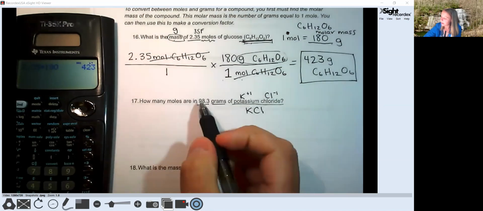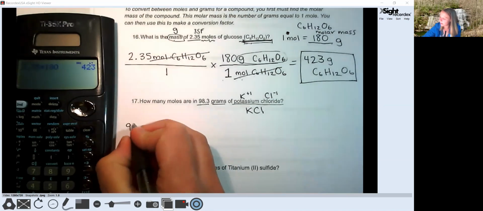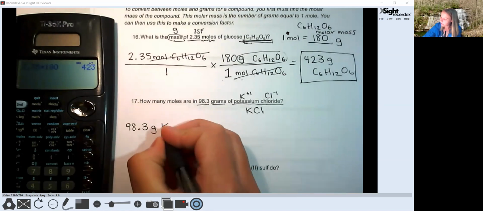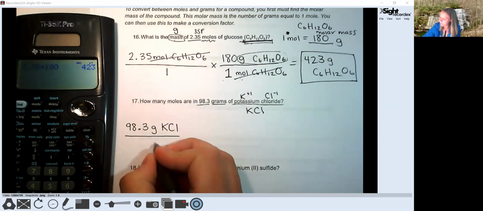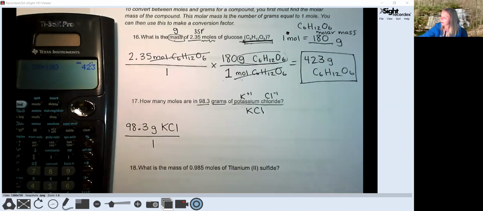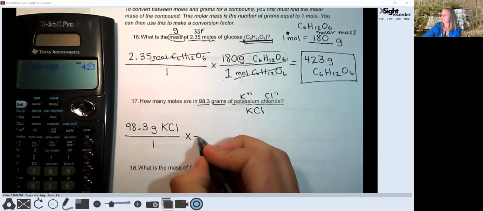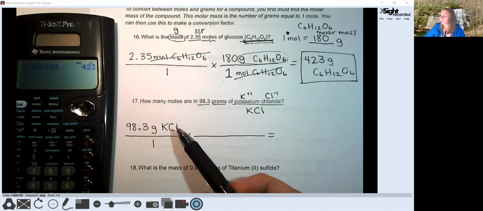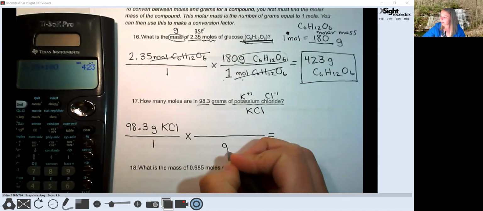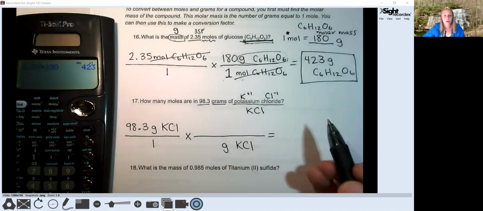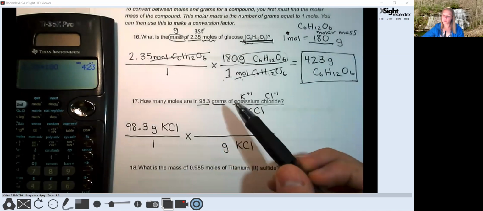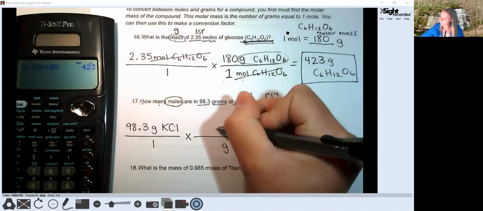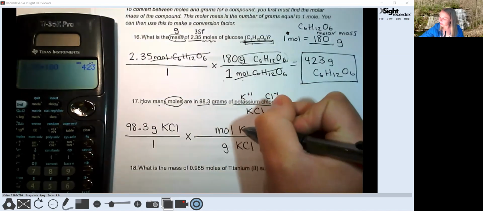Okay, so now let's write it down. 98.3 grams of potassium chloride. I'll put it over 1. Okay, and then I'm going to multiply by my conversion factor. I want that grams of KCl to cancel out, so I'm going to drag and drop that on bottom, grams of KCl. And then I'm trying to get to a new unit, so I'm going to look next to my question word. It says how many moles. So I'm trying to get to moles. That goes on top, moles of KCl.